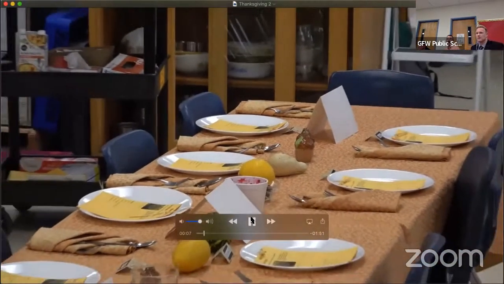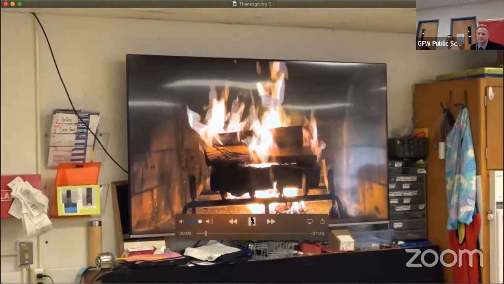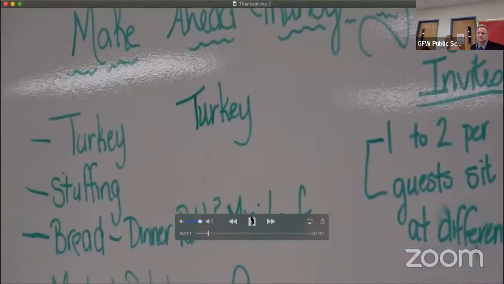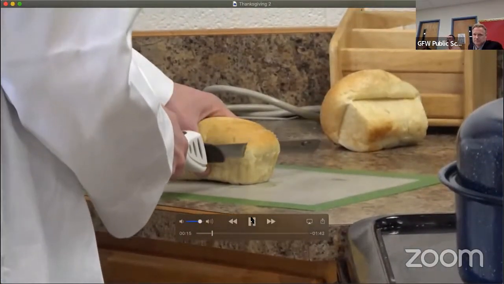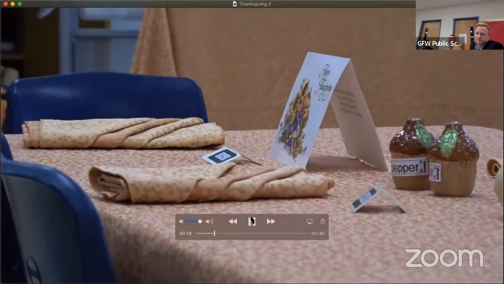The table is set and the fireplace is rolling. Mrs. Camerlander's Culinary 1 class is hard at work whipping up an amazing holiday meal with the staff at GFW High School.